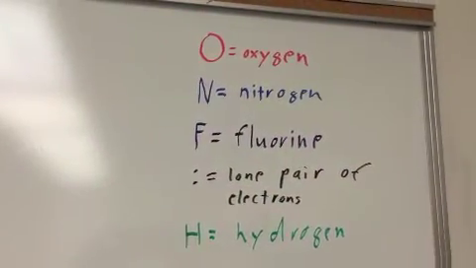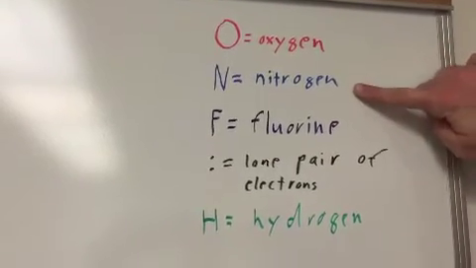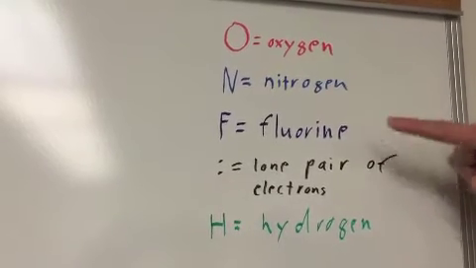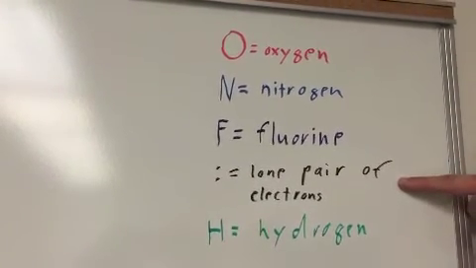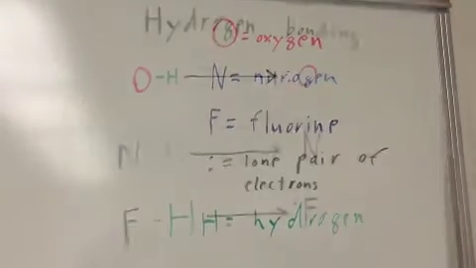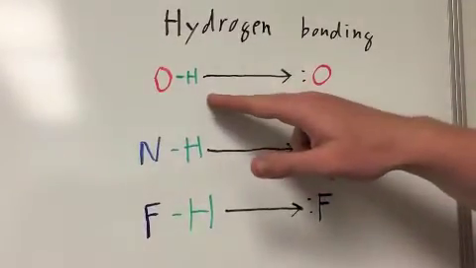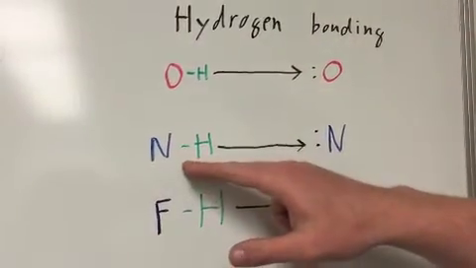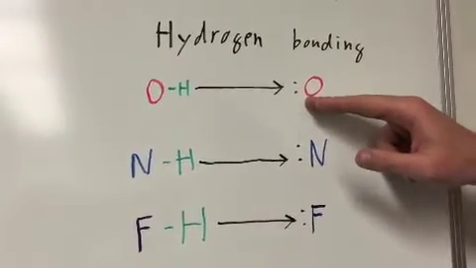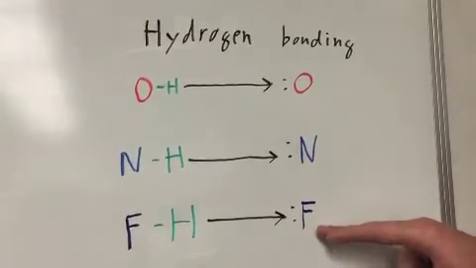Just for your information, the O represents oxygen, the N will represent nitrogen, the F will represent fluorine, a dot, two dots will represent a lone pair of electrons, and an H will represent hydrogen. Hydrogen bonding occurs between a hydrogen bonded to an oxygen, or a nitrogen, or a fluorine, and a lone pair of electrons on an oxygen, a nitrogen, or a fluorine.